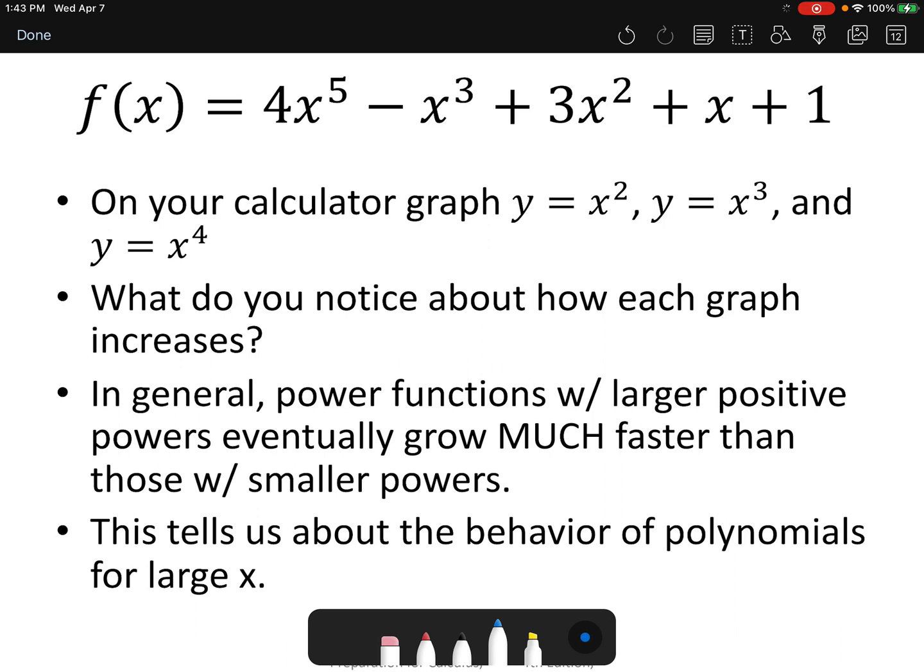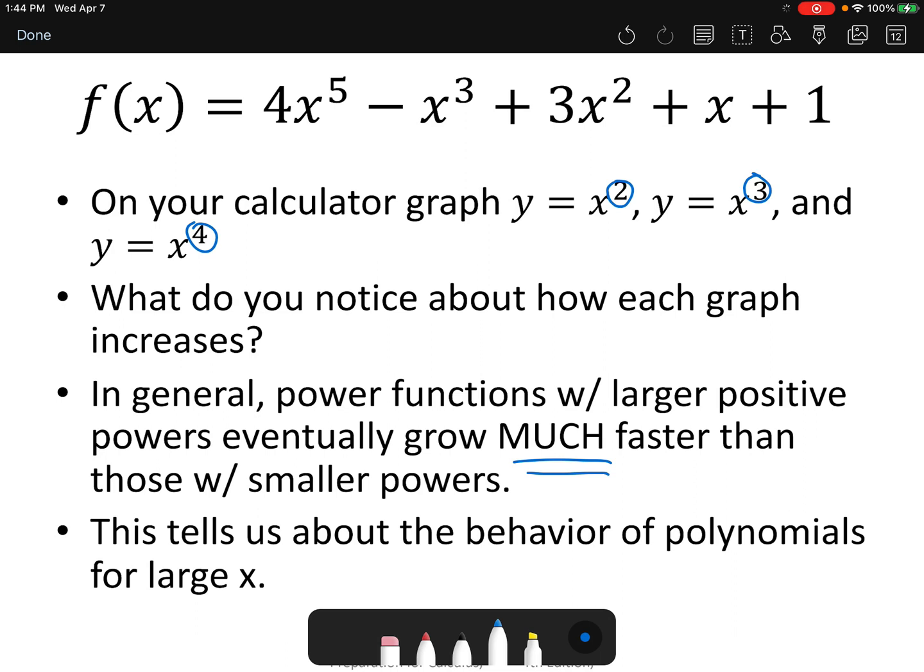Now, it says on your calculator, graph x squared, x cubed, and x to the fourth. What do you notice about how each graph increases? Well, I think you notice that they increase faster the more we add a variable, or a power, I mean. Now, in general, power functions with larger positive powers eventually grow much faster than those with smaller powers.